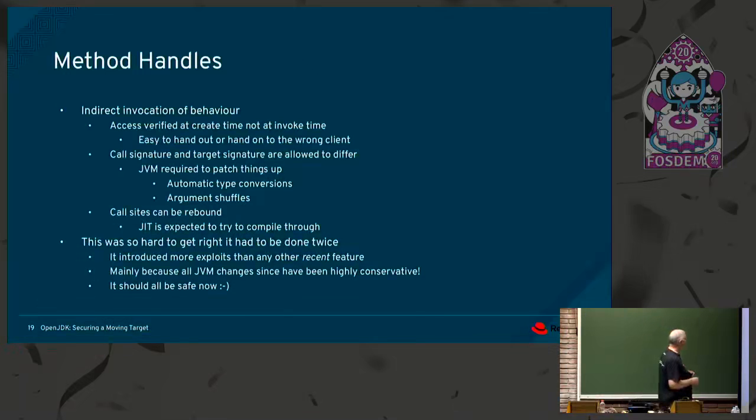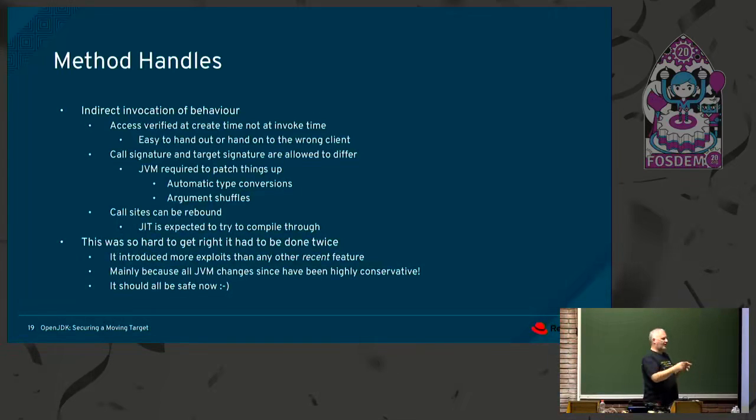Method handles were the most recent feature to introduce more bugs than anything else, really, in recent times. It's not surprising, because if you think about what was being done to the language, it was a mechanism to allow indirect invocation of a behavior. Before this, if you wanted to invoke a method, it was an invoke in certain bytecode that named the method and the type that it was appropriate to, and the invoke was either virtual or direct or special for a constructor or whatever. But it was actually a known quantity.